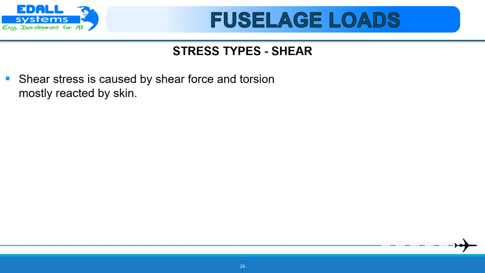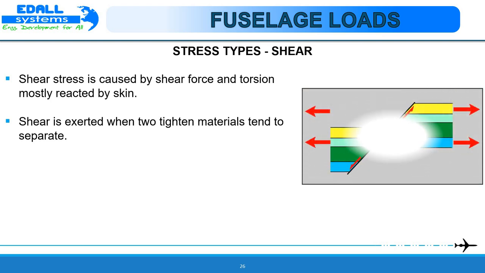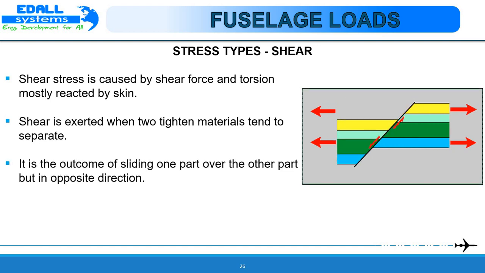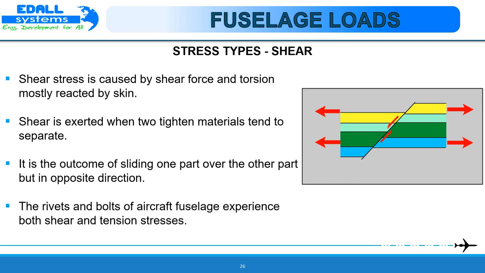Stress type: shear. Shear stress is caused by shear force and torsion, mostly reacted by skin. Shear is exerted when two tightly joined materials tend to separate. It is the outcome of sliding one part over the other part in the opposite direction. The rivets and bolts of the aircraft fuselage experience both shear and tension stresses.